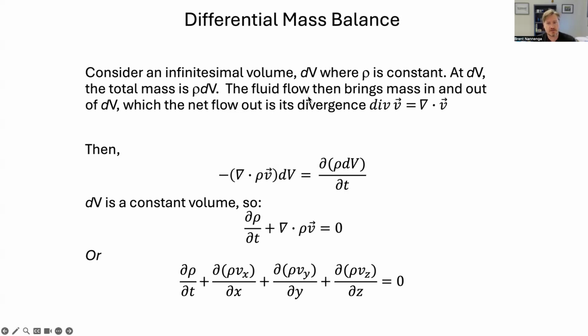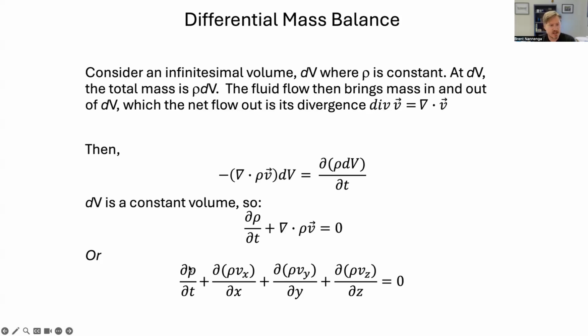Now, the fluid flows are going to be bringing mass in and out of this volume, and the net flow out is the divergence. As we talked about, the divergence is the net flux through a volume. So we can write that statement as this equation right here. And because dV is a constant volume, we can simplify it and write it like so. Or we can expand using the definition of the del operator to this equation here. So this is basically our differential mass balance.